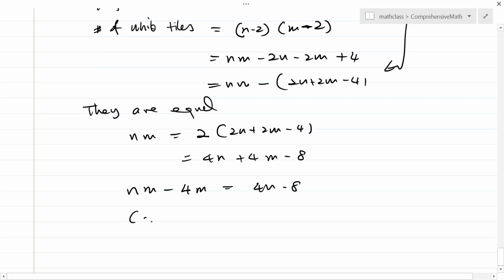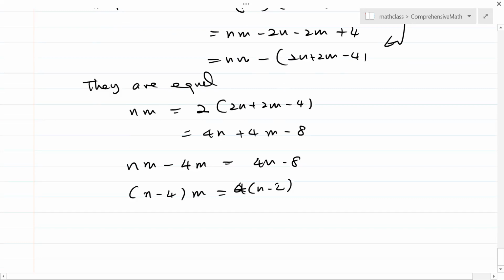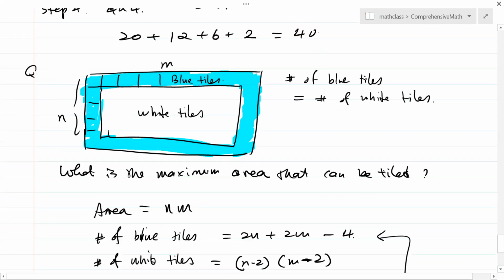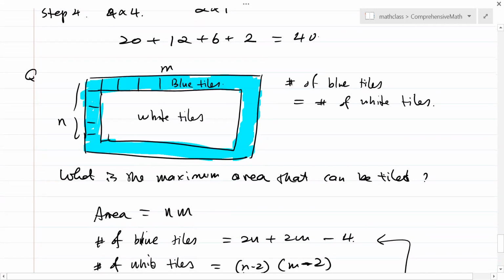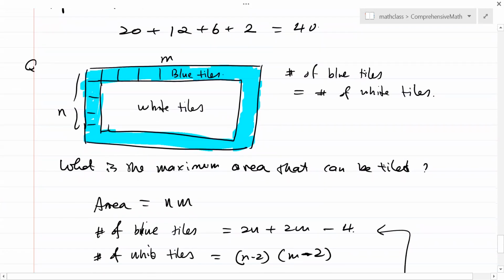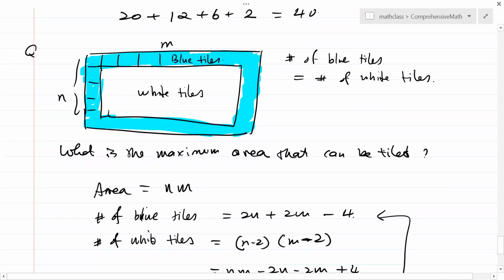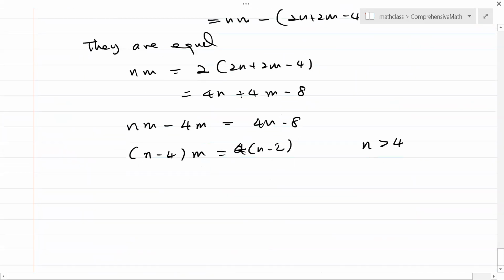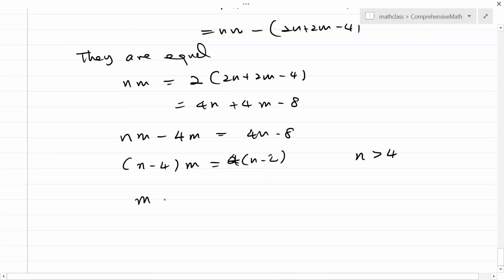I can take the factor out, right? N minus 4, minus 2. And from this identity, it's clear that N is greater than 4, otherwise it's wrong. But N is greater than 2 definitely, because you definitely have white tiles inside. So N cannot be smaller than or equal to 2. Then you conclude that N cannot be smaller than 4 even from this identity. So M should be greater than 4.